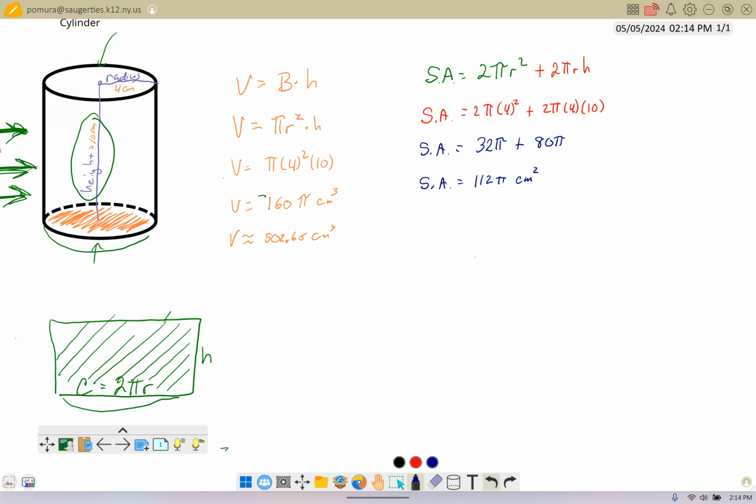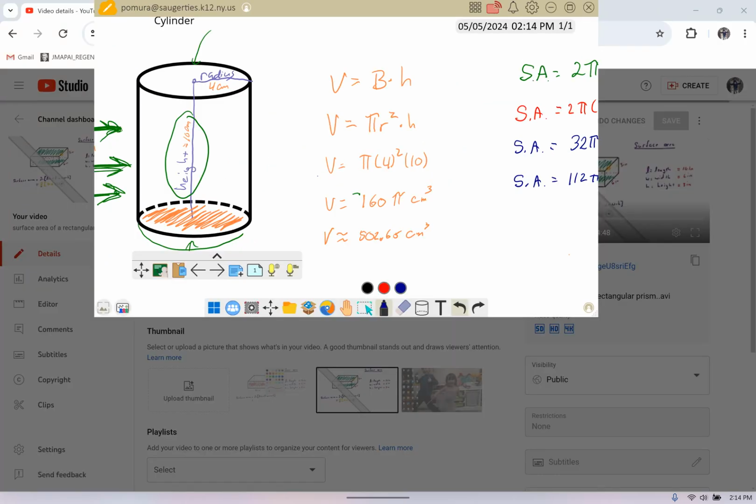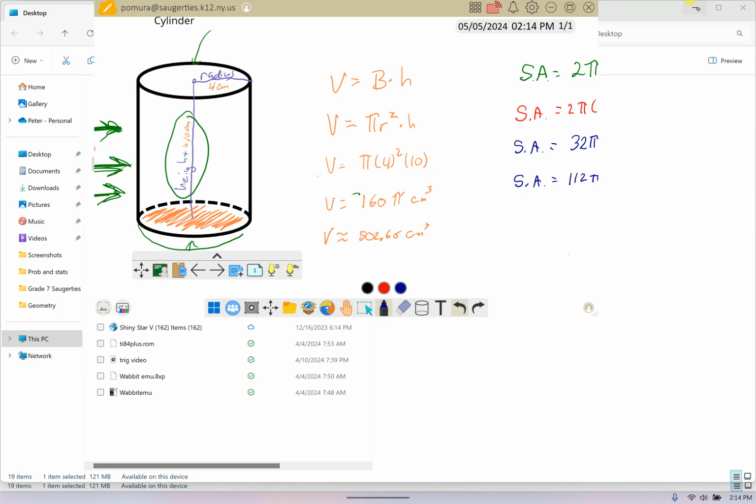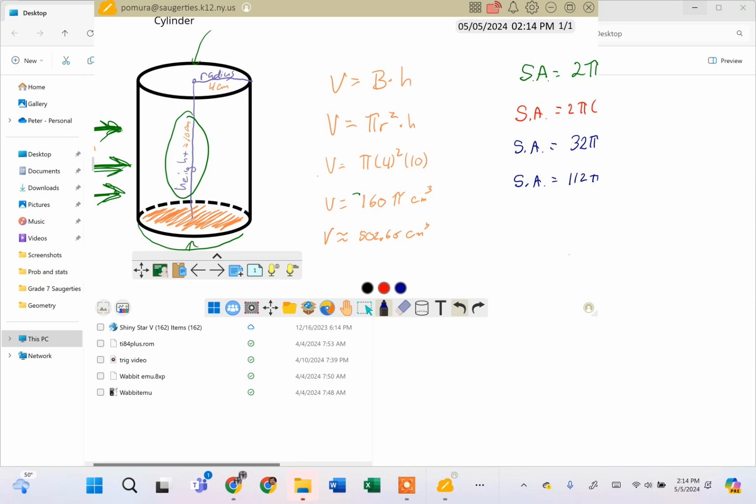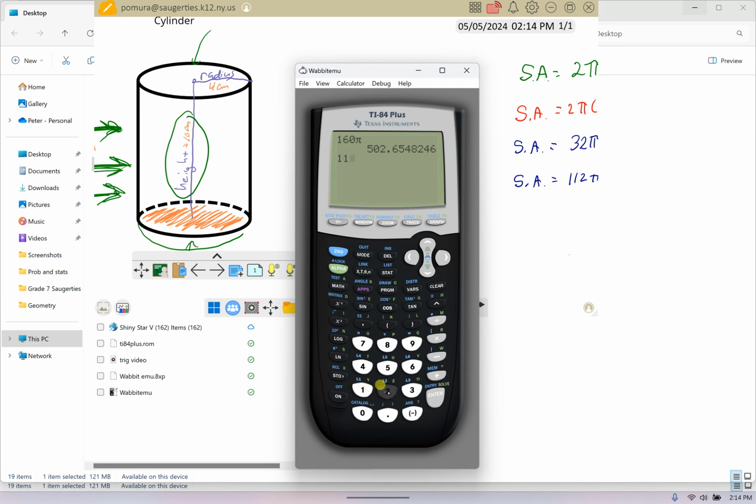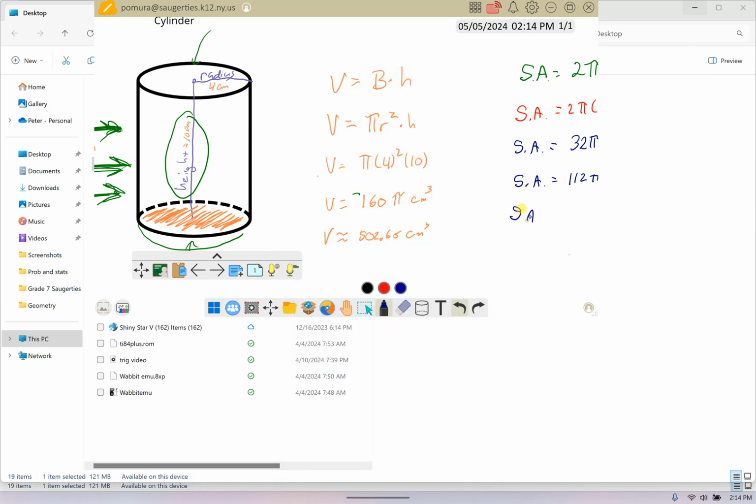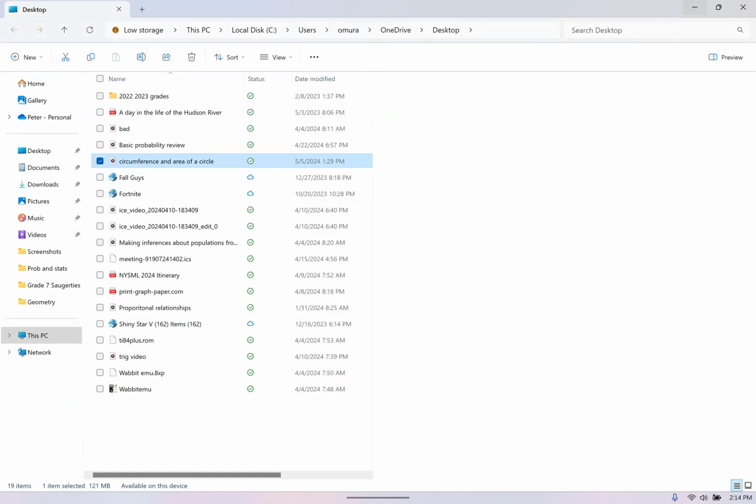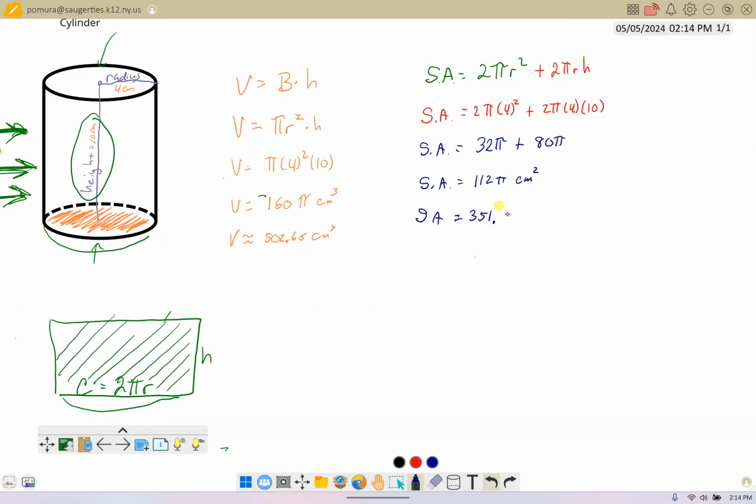But once again, we need to change that into a rational approximation. Where's my calculator? I just want my calculator. Oh, there it is. 112 pi becomes 351.86 centimeters squared.